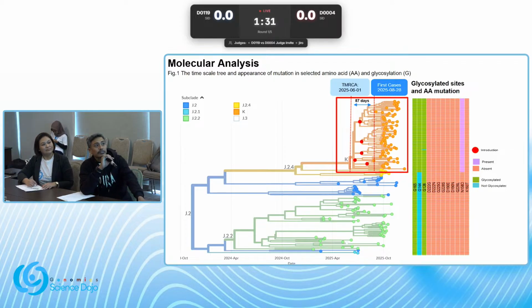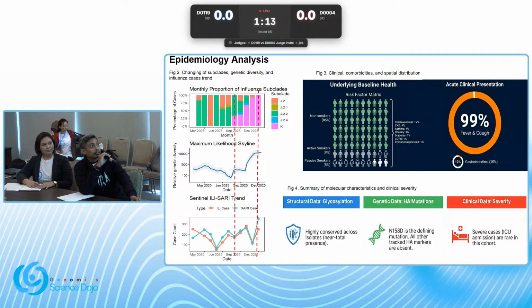On the right side you see the glycosylation sites and amino acid mutations. Subclade K has a distinct pattern of molecular characteristics, where it presents the mutation N158G and also changes in glycosylation sites. Next.